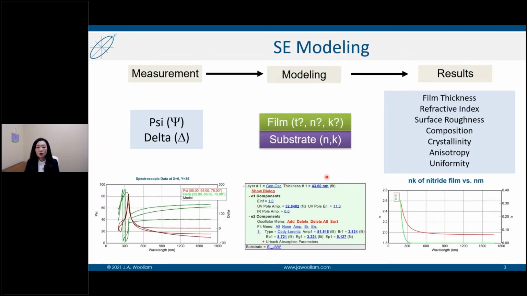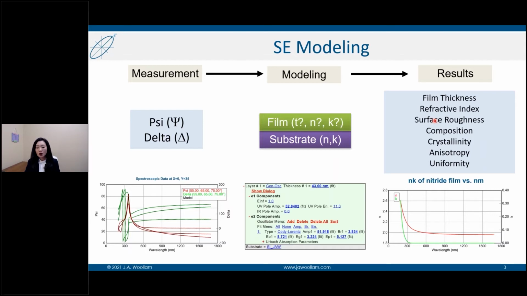Spectroscopic ellipsometry, or SE, is an indirect measurement needing a modeling or data analysis. We would first measure the sample and acquire psi and delta curves in a wide spectral range and angles. Then we would proceed with modeling based on the sample structure that we know. In this model, I assume that we already know the substrate's optical constants, which is a typical practice, and we are trying to find the film thickness and the complex refractive index.